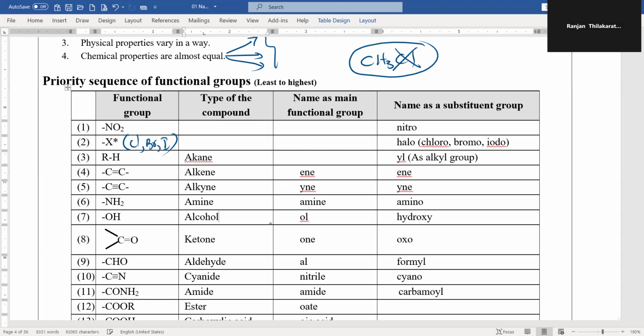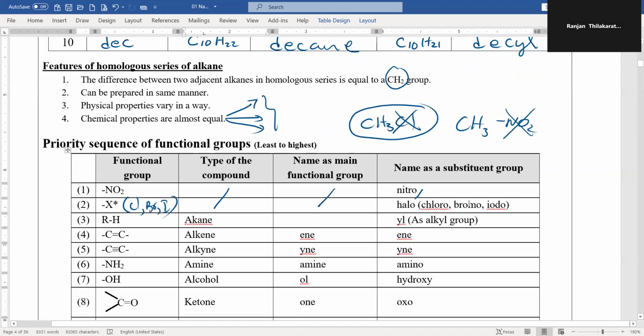This is not a special functional group. And if you have NO2, say CH3NO2, then again this is not a functional group. It's just a group attached to that organic compound. So we don't have special names for compounds containing them. But when we write down the name, we get it as nitro if it is NO2. You can see that you have only one carbon in this particular compound and it contains this nitro group.